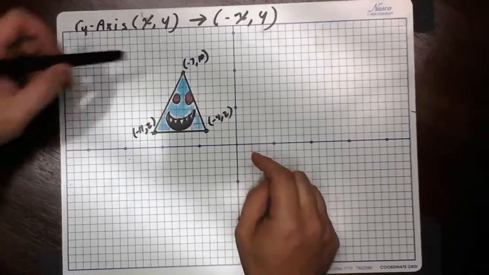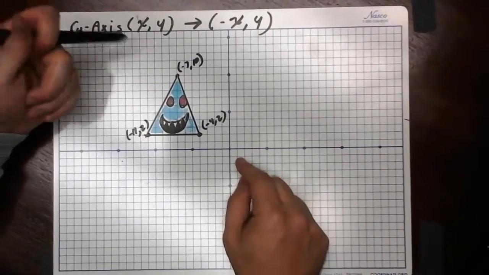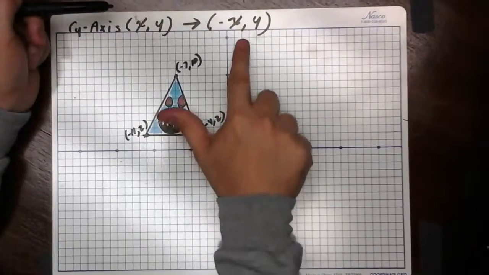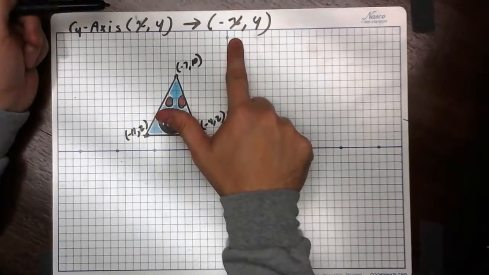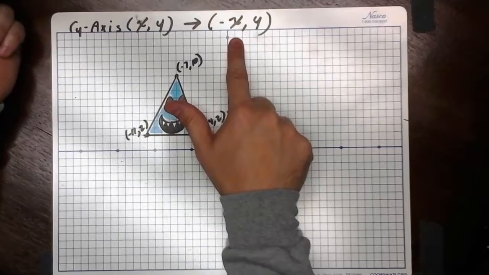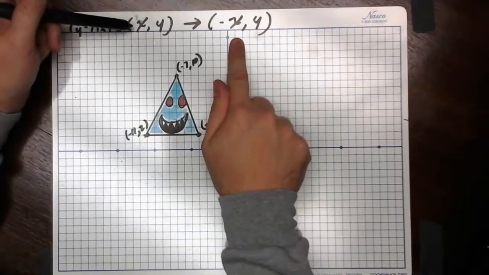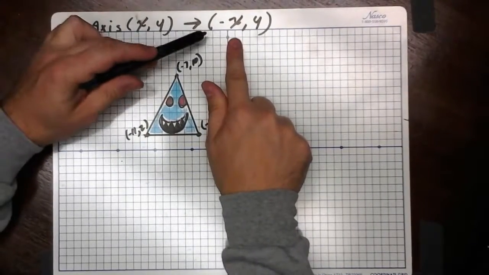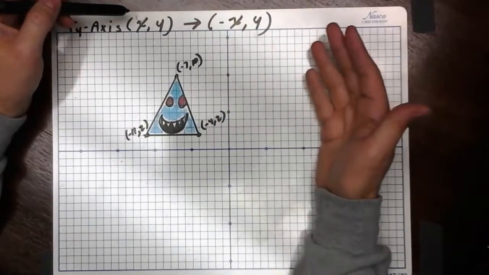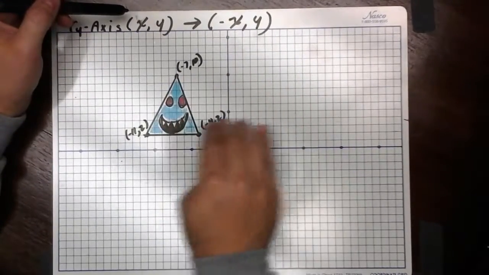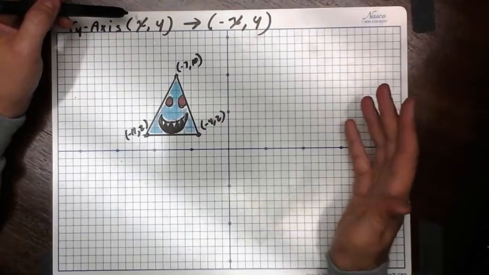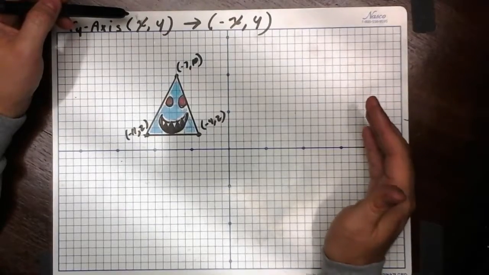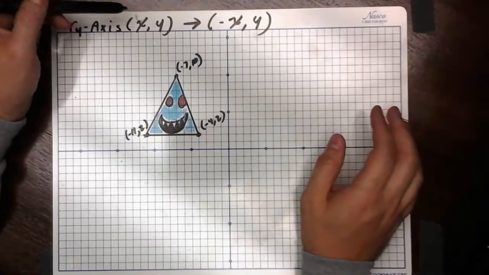And let's get my marker and let's reflect this over. Same thing happens here that happened with the x-axis, just the opposite. So where x is positive, it becomes negative, and y stays the same. Kind of makes sense, right? We're going across this way. Again, we could try to memorize the rule, or we could just understand how it works.